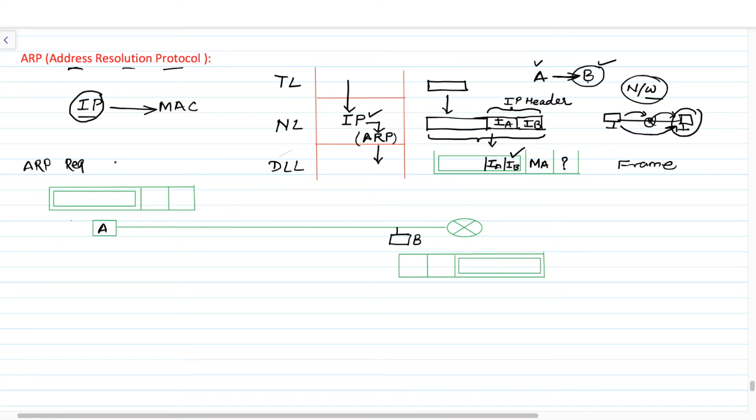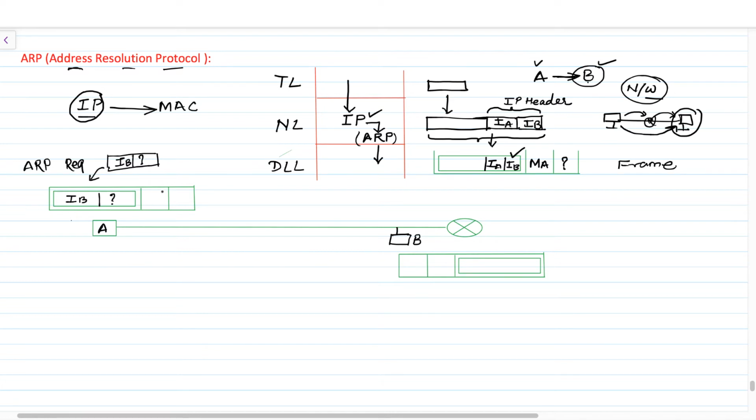So in the ARP request, it will prepare a packet. In that packet, it is going to mention that I know the IP address of B, but I don't know its MAC address. So the ARP request will be prepared in this way: IP address of B we know, but we don't know its MAC address. And this request packet will be forwarded to B.